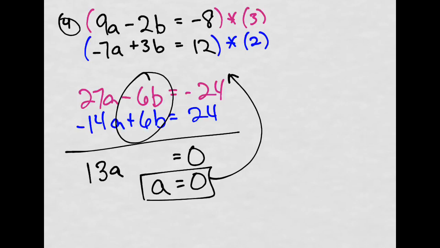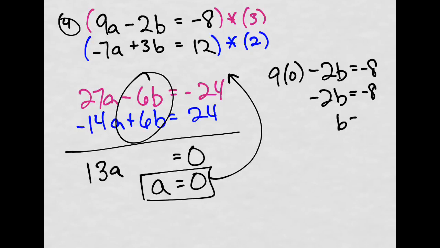Okay? So taking it back up to either one of the top two equations, we would have 9 times 0 minus 2b equals negative 8. So I use the first equation. And that'd be a negative 2. And so b would equal 4.